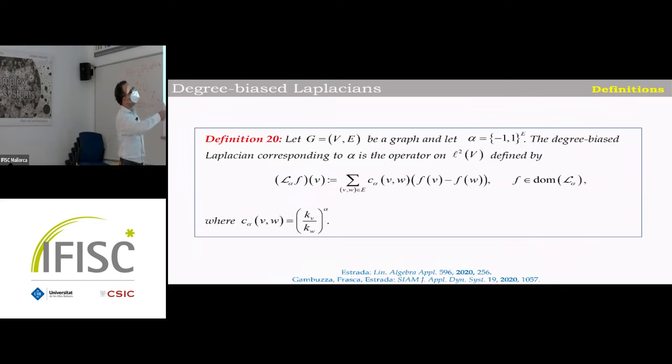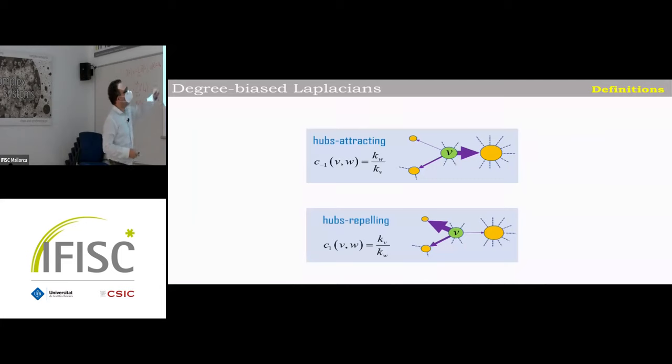Here we have our original definition, but now this difference is weighted by the ratio between the degree of the node that I am analyzing and the degree of any of the nearest neighbors of this node. All of this is raised to the parameter alpha, which here takes only the values of minus one and one. You can immediately see that if alpha is equal to minus one, you have hubs attracting, and if alpha is equal to one, you have hubs repelling. So by setting this parameter to these two values, of course, you can consider this as a continuum of values between one and minus one. We have not done this yet.